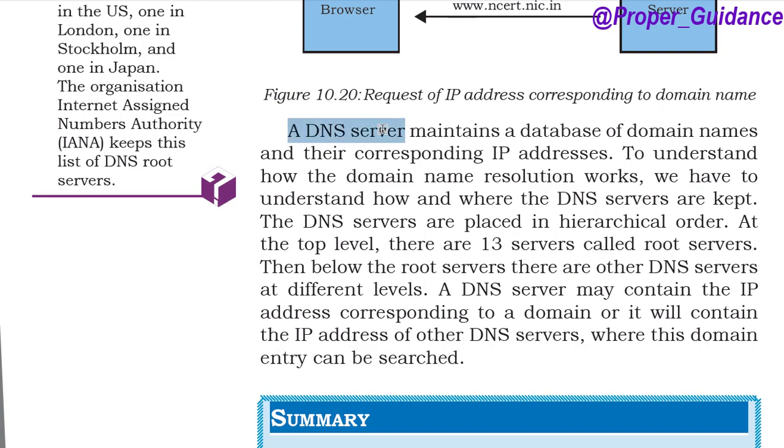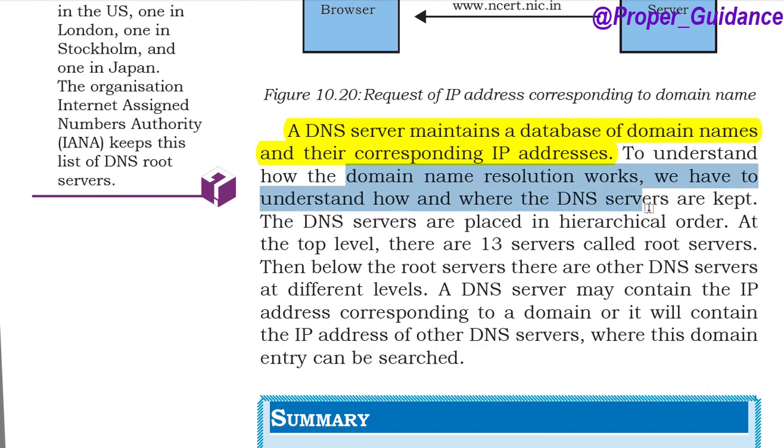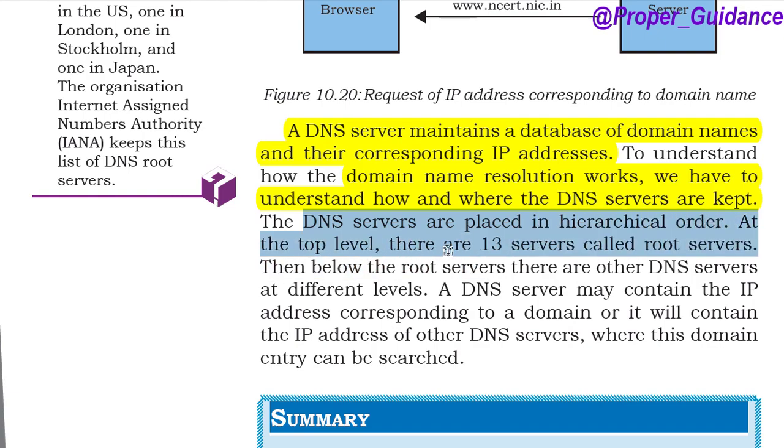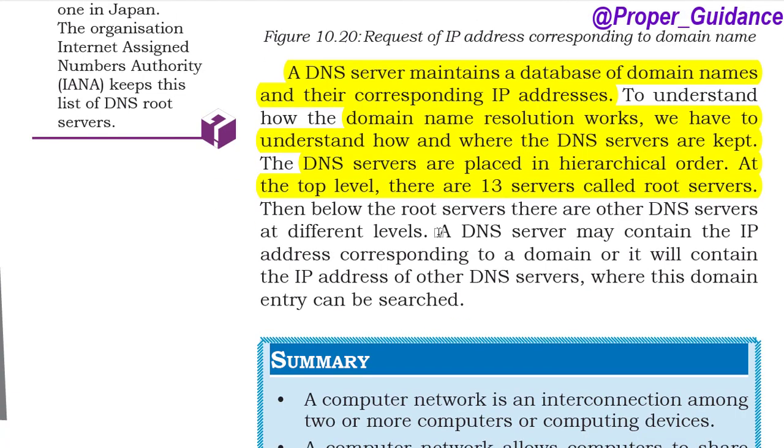Now, a DNS server maintains a database of domain names and their corresponding IP addresses. To understand how the domain name resolution works, we have to understand how and where the DNS servers are kept. The DNS servers are placed in hierarchical order. At the top level, there are 13 servers called root servers. Then below the root servers, there are other DNS servers at different levels. A DNS server may contain the IP address corresponding to a domain, or it will contain the IP address of other DNS servers where this domain entry can be searched.